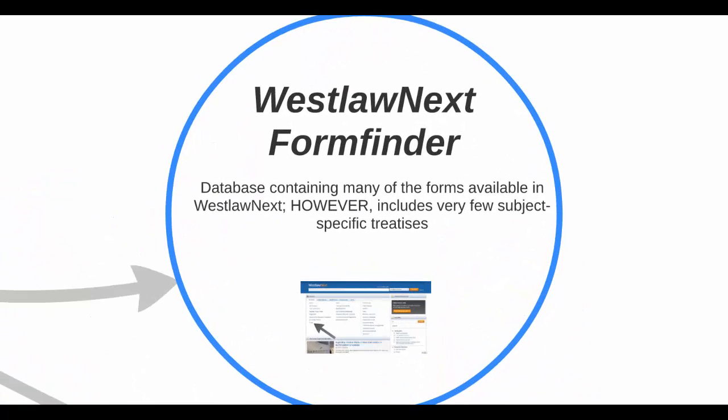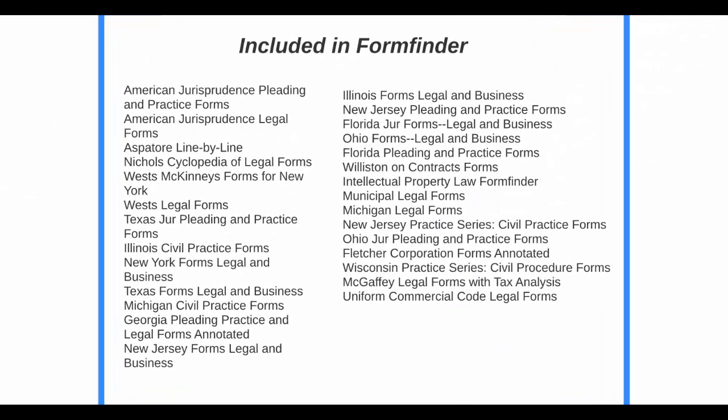So Westlaw Next Form Finder is just a database containing many of the forms available in Westlaw Next. However, I will say that they have very few subject-specific treatises. So here we are, included in Form Finder. This is the list of what they have available. You'll notice they have Am Jur Legal Forms, which we've talked about. They also have Nichols Cyclopedia of Legal Forms and West Legal Forms. So the big 3 general form books. You can search all of them here. Well, you'll notice the rest of these are state-specific legal forms for the most part.